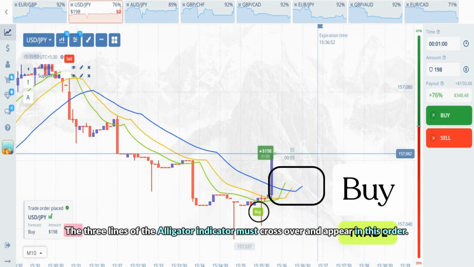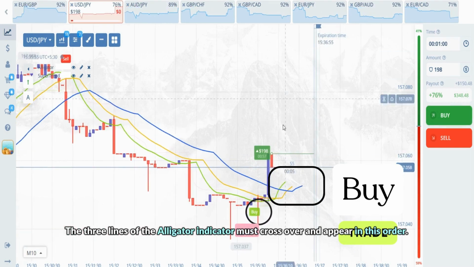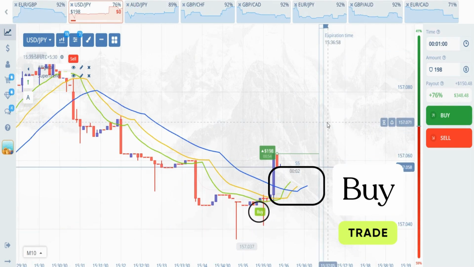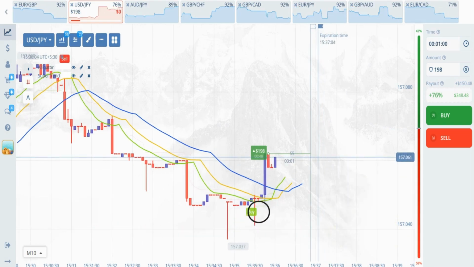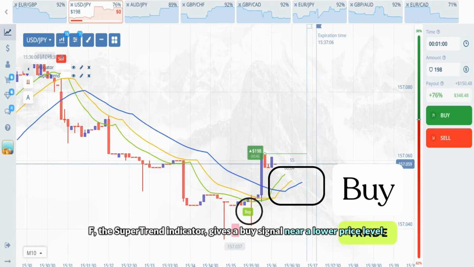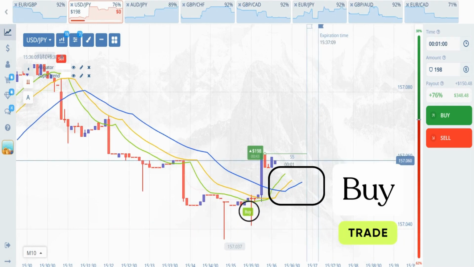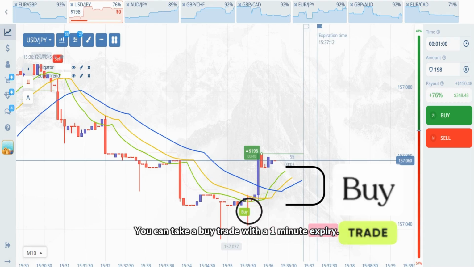Buy trade. The three lines of the Alligator indicator must cross over and appear in this order: red line at the top, yellow line in the middle, blue line at the bottom. If the super trend indicator gives a buy signal near a lower price level, you can take a buy trade with a 1-minute expiry.